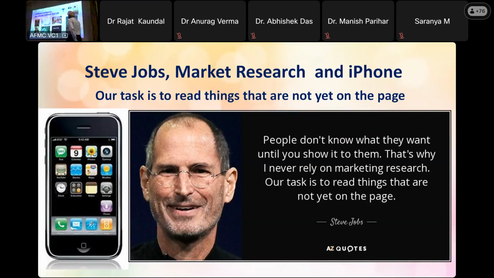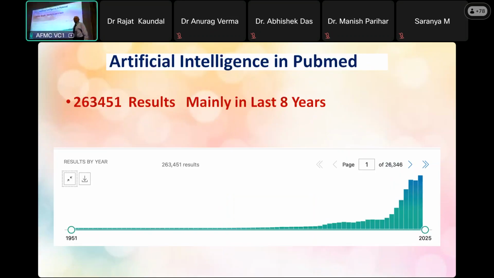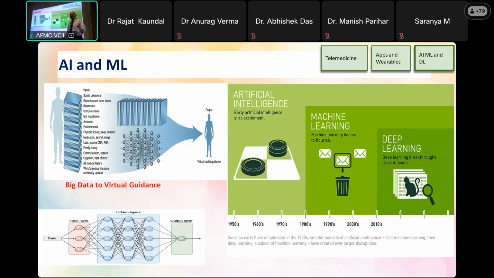So artificial intelligence has already entered our life. All of us talked about all this. People talked about movies, people talked about Digiyatra, people talked about space, everything. We every day deal with artificial intelligence today. If you look at PubMed, there are more than 263,000 publications in the last 8 years. Just imagine how many publications. Why are people talking so much about this? Everybody talked about AI and ML, the concepts which have come over the last 50 years.